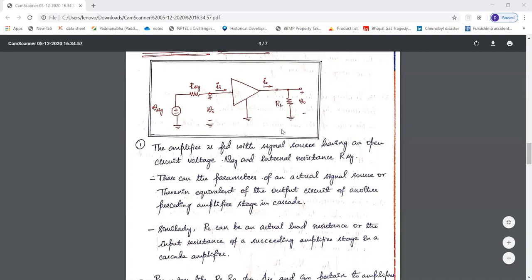And similarly, this RL can be the actual load resistance, or it can be the input resistance of the succeeding amplifier stage in the cascade connection. So to brief out, let us say this section is connected in cascade. So this Vsig and Rsig can be the Thevenin's equivalent of the output stage that is there in the preceding amplifier connected in cascade. And similarly, this RL can be the actual load resistance, or else it can be the input resistance of the succeeding amplifier stage in the cascade amplifier. Succeeding means next stage. Preceding means the previous stage.